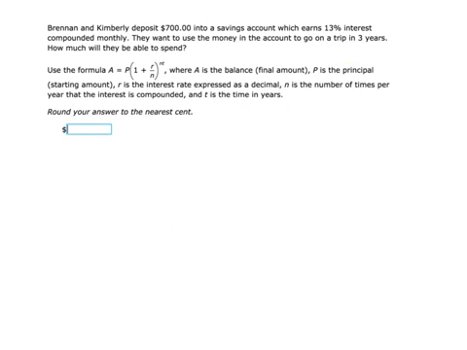All right, here we go. Brennan and Kimberly deposit $700 into a savings account that earns 13% interest, compounded monthly, and they want to use the money in the account to go on a trip in 3 years. So we've just gotten all the information we need. There's P, there's R, here's T, and monthly means that N is 12.